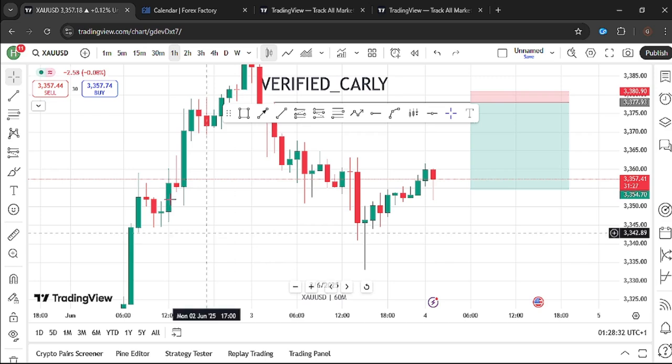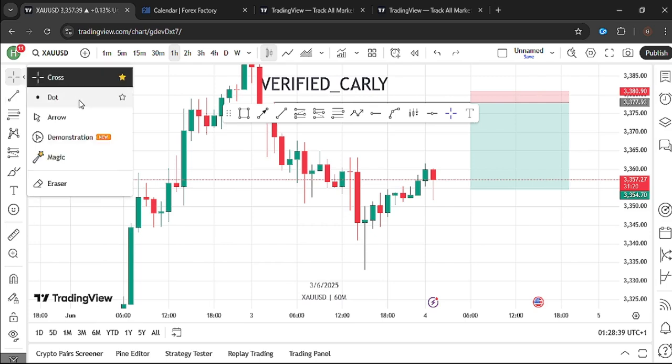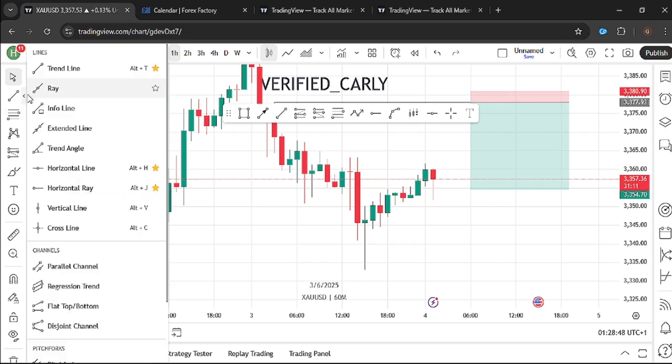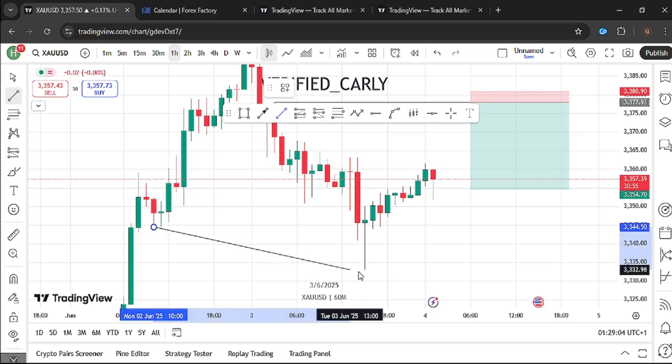Then let's move to tools. These first tools are just cursors, okay? I can use dots, I can use any one, but I prefer arrows. So next is line. We have trend line, different types of lines, okay? Trend lines are used to mark out key levels, maybe a weak structure, swing high, swing lows, and other things. Let me say I want to mark out this right here, this next line here.